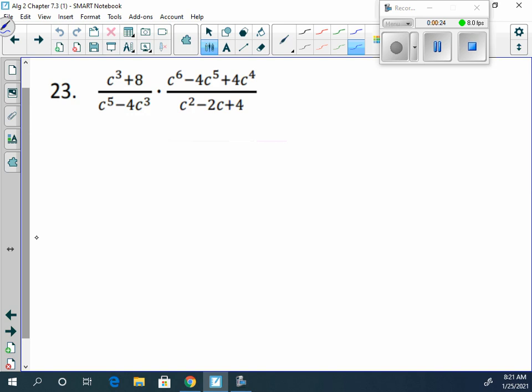So we have c to the third plus 8 over c to the fifth minus 4c cubed times c to the sixth minus 4c to the fifth plus 4c to the fourth over c squared minus 2c plus 4. So we're multiplying all of these together. So we're going to have two things being multiplied together. Now, the first one we can look at is our c to the third plus 8. That's the first one on top that we have.